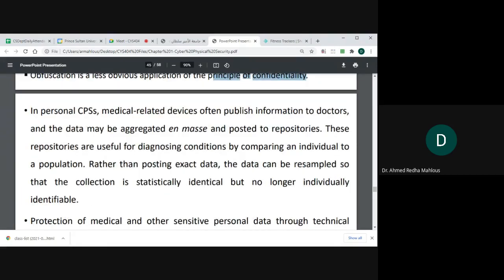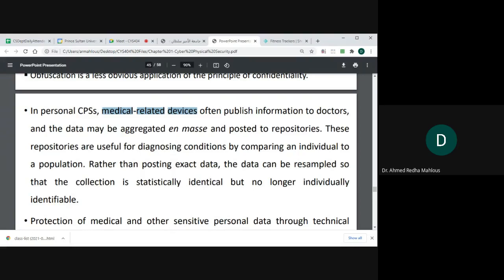In CPS, or the personal CPS, we talk about medical related devices. Let's say you have a device that is implemented on a patient's body that will collect the data about the heartbeat, for instance, of some group of patients. Let's say you are monitoring or doing a study about a group of people from 50 to 60 years, and you put some devices in their body just to monitor the heartbeat for those patients.